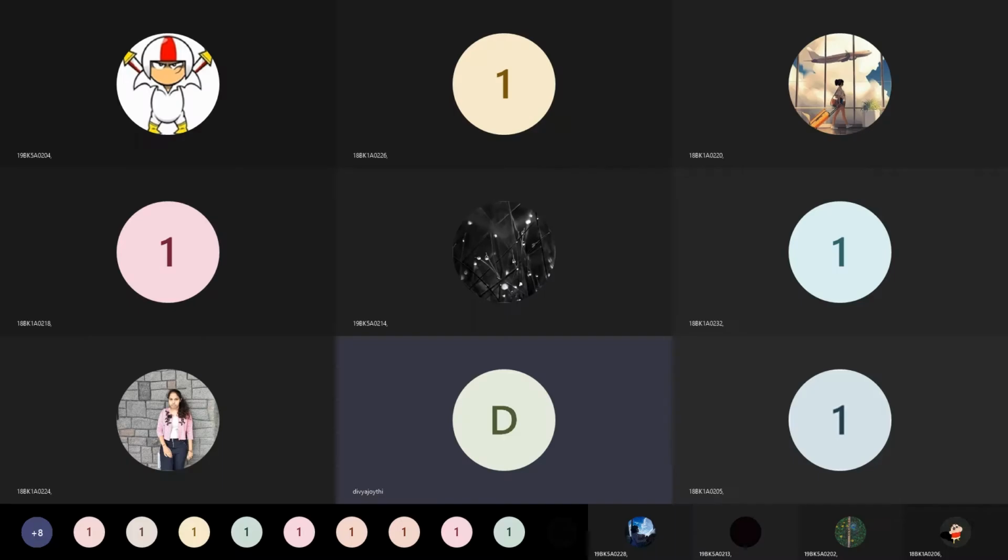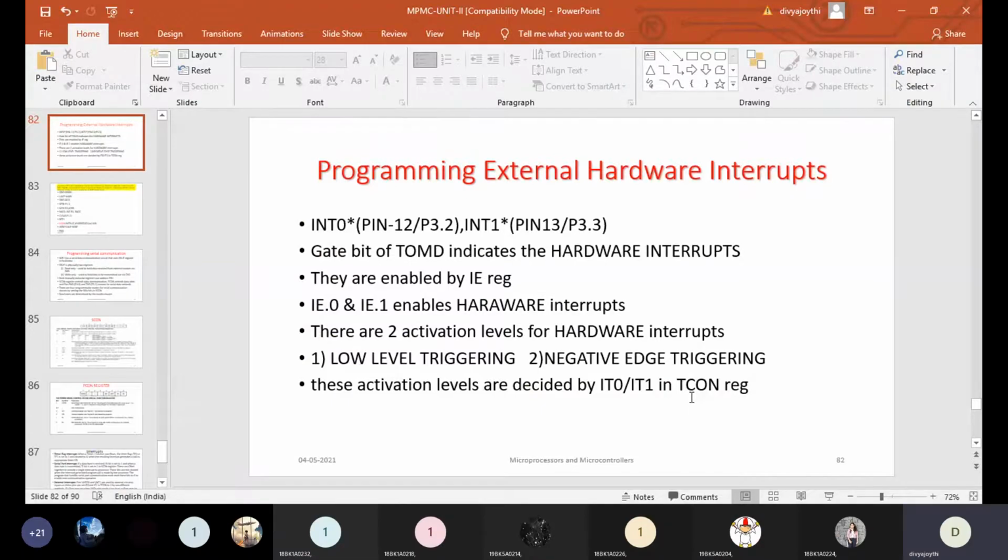So in today's class, we are going to learn about programming external hardware interrupts. In the previous class, while discussing programming timer interrupts itself, I gave the introduction to interrupts. The 8051 microcontroller supports 5 kinds of interrupts, out of which 3 are software interrupts and 2 are hardware interrupts. And in today's class we'll be looking into how to program those hardware interrupts.